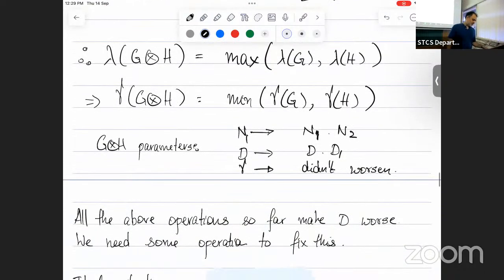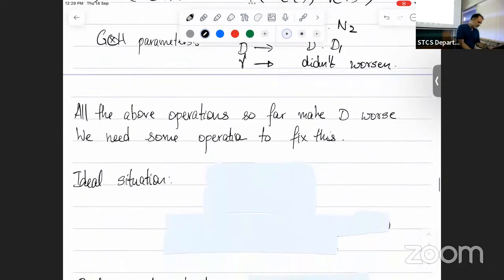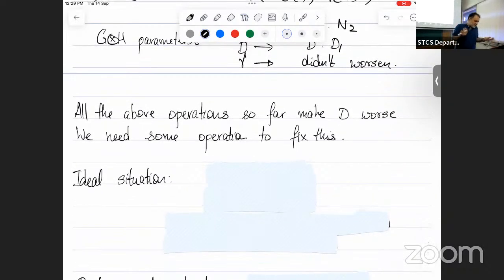Okay, so like I mentioned, all the above parameters make D worse, and therefore we need some operation to fix it. So the ideal situation is going to be the following. I start with a graph N, D, gamma 1, which I should think of as a graph that has the right number of vertices in my opinion. Like I managed to increase N to the target that I would like. I managed to push gamma, the spectral gap, as high as possible. Like I needed a spectral gap of at least the target gamma. I managed to push that. The problem right now is that the degree is also large. So I want to somehow bring the degree down.